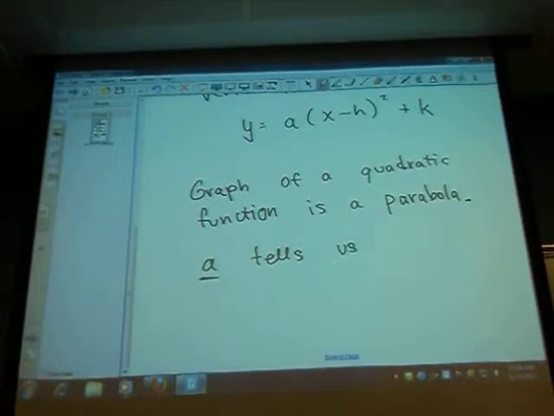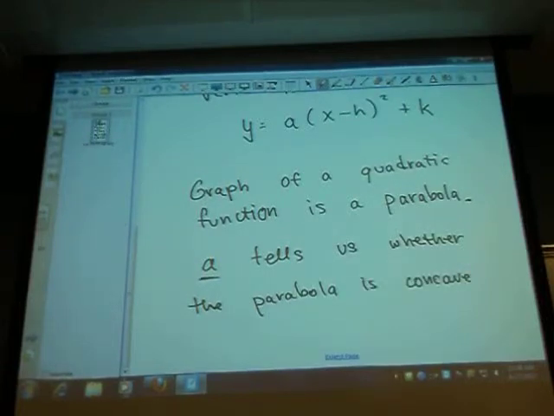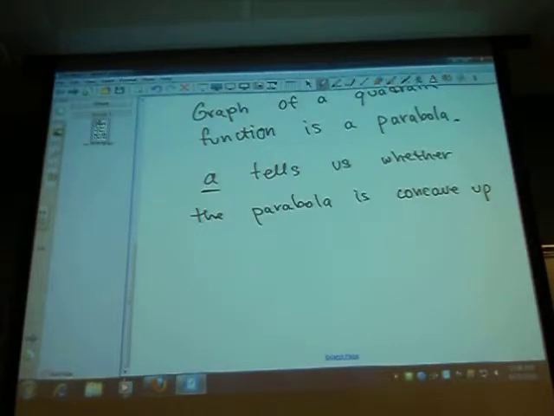I know what a tells us: if it's concave up or concave down. Concave up or concave down, perfect. So a positive a would result in a concave up, or bowl shape, and a negative a would result in concave down. Okay, so that number a tells us whether the parabola is concave up or concave down.